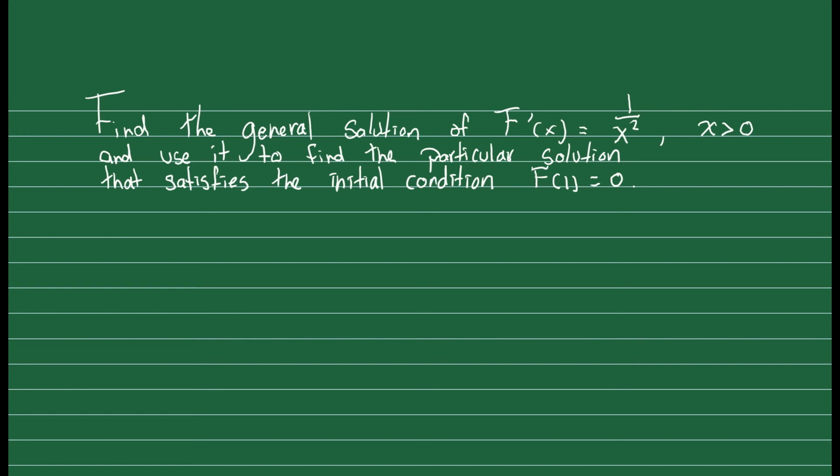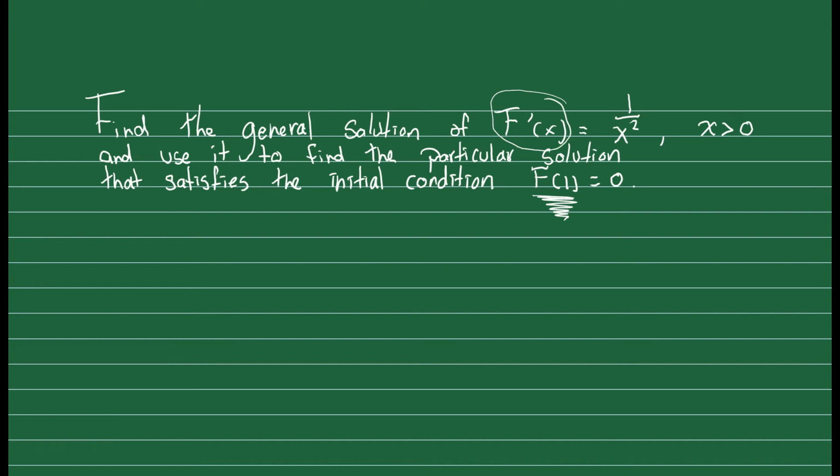We want to find the general solution of F prime of x equals 1 over x squared for all x's that are greater than 0. And we want to use it to find the particular solution that satisfies the initial condition F of 1 is equal to 0. All right. So if we notice, this is F of 1, so that means that we need to go ahead and find the antiderivative of this part here.